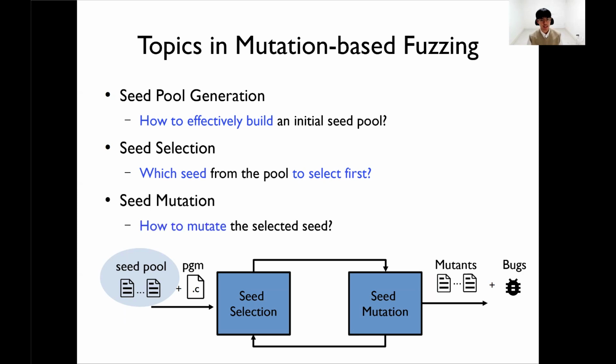Lastly, as you might expect, the third topic is about seed mutation strategies, which determine how to mutate the given seeds. Many mutation strategies such as MOPT have also been presented in this research area. And each topic is an active research topic in the fuzzing domain to date.